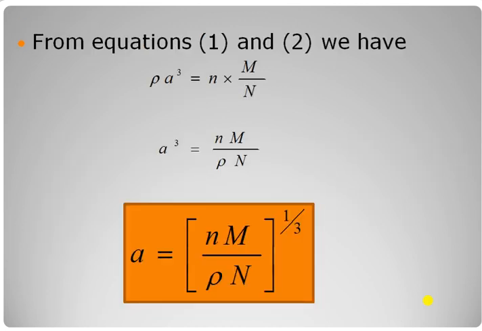From equations 1 and 2, we have rho into a cube will be equal to n into M by N. Therefore, a cube will be equal to nM upon rho into N. Therefore, we can calculate the a, that is lattice constant, as nM upon rho into N raised to 1 by 3. Now, this lattice constant is used to calculate the density. It is also used to calculate the number of molecules per unit cell.